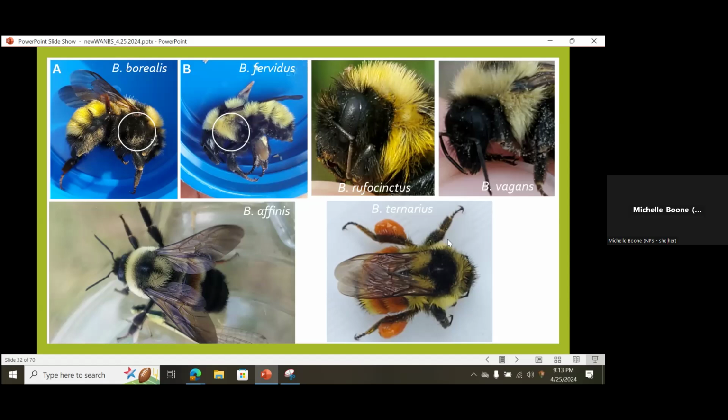I think someone mentioned long and short faces, and this isn't the best picture because they're not the same scale. But Rufocinctus, for example, has a short face, so the distance between the bottom of the eye and the mandibles is short, versus Bombus vagans, which can have a similar color pattern. Rufocinctus is variable, but it has a long face. So it was important to get the face, the sides, the backs, and the thorax and the abdomen to be able to correctly identify these species.